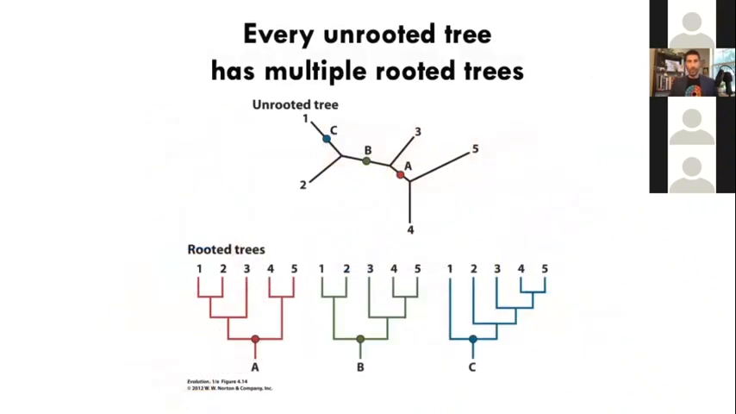Every unrooted tree also has multiple rooted trees. That's because the root itself is just a branch, and hypothetically, you could put the branch anywhere in the tree. Of course, there are not equally likely places it belongs, but it could go in any place between any 2 nodes. So that's why there are multiple rooted trees.